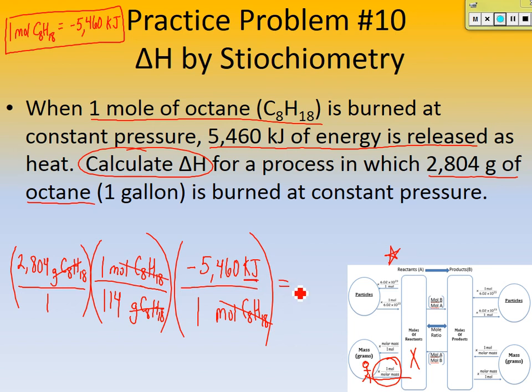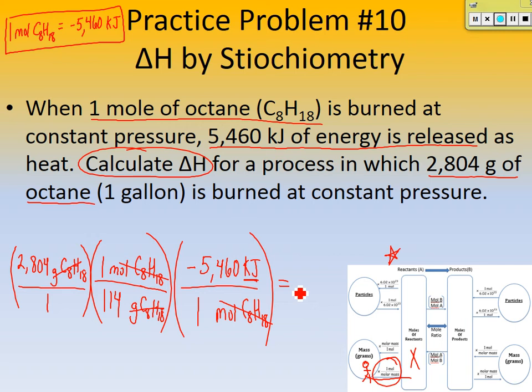That's what I wanted. So throw on an equal sign. Let's see what we get when we times that across. 2,804 times a negative 5,460. And then we're going to divide that number by 114.